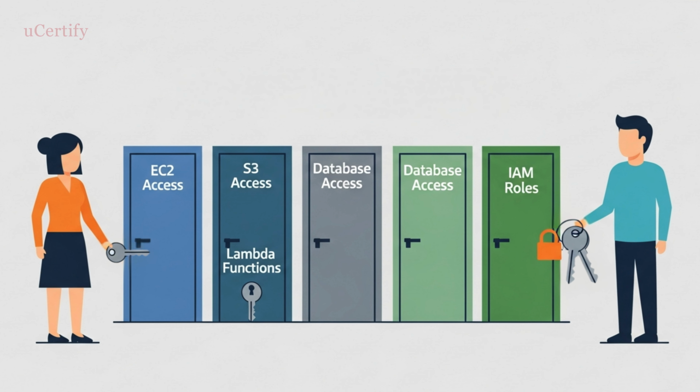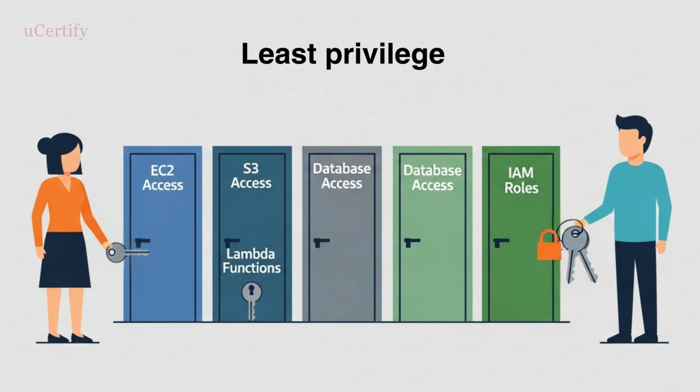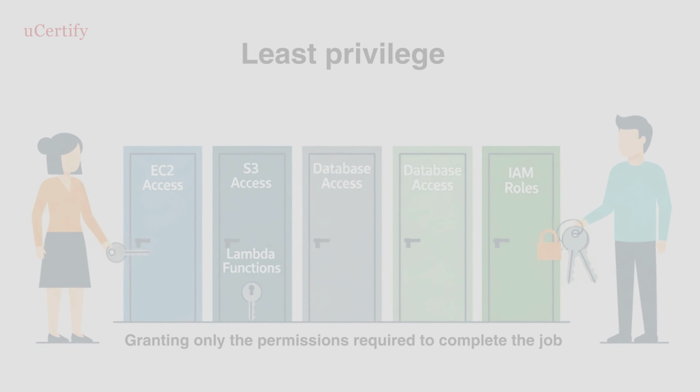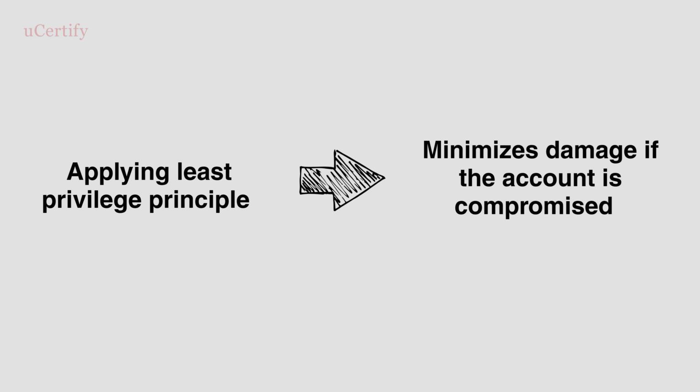As you grow, understand the principle of least privilege. This means giving users only the permissions they absolutely need to perform their specific job, nothing more. Applying least privilege minimizes the potential damage if a user account is ever compromised. It's a fundamental concept for strong cloud security.